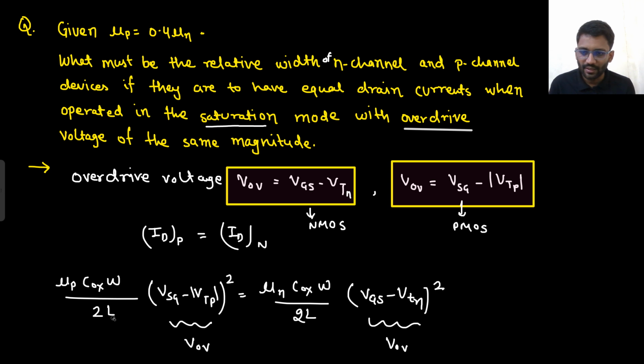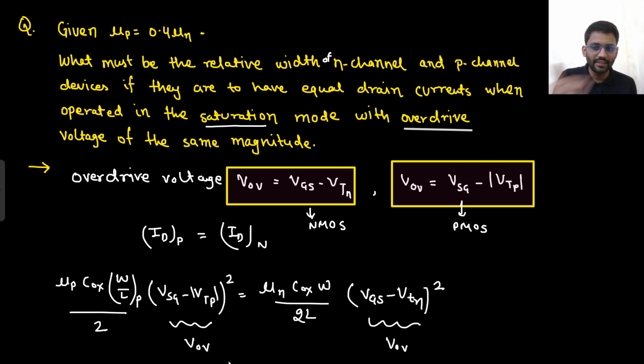So I should write W by L for PMOS. So mu P Cox W by L for PMOS divided by 2. This will be the formula: mu P Cox W by L by 2 times VSG minus VTP whole square. And here the formula will be mu n Cox W by L for n by 2. Right? This Cox and Cox can be cancelled, this 2 and 2 can be cancelled.